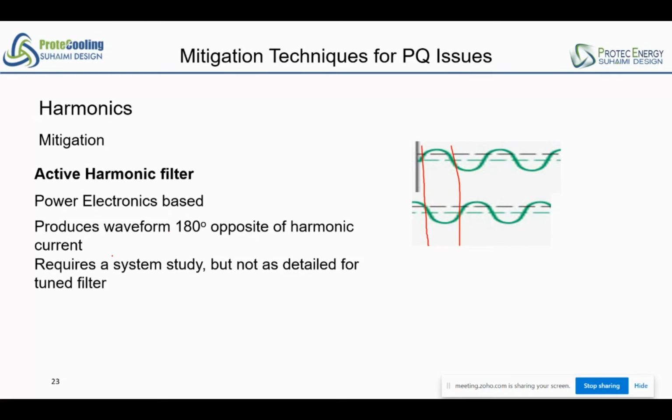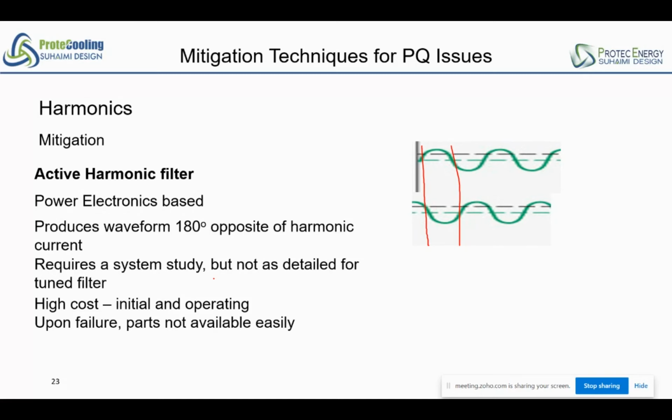Even the active harmonic filters will need a system study, but it will not be as detailed as for the tuned harmonic filter. Initial cost will be higher as compared to passive harmonic filter. Then operating cost also is quite high for active harmonic filter, because they will be consuming up to 3% or 4% of their capacity, depending on who is making that active harmonic filter. So you will be having an initial investment cost as well as the operating cost for these active harmonic filters.